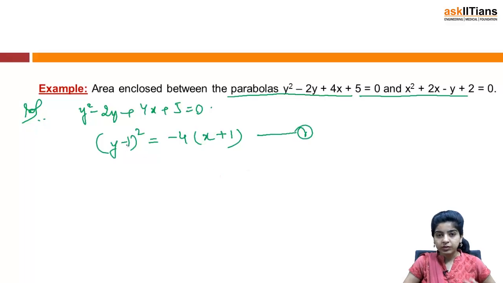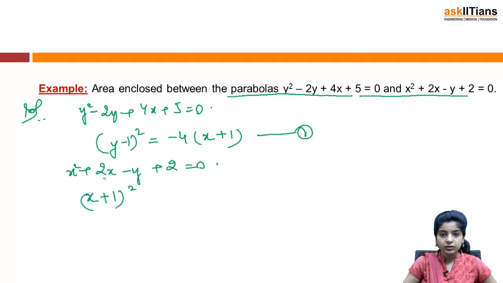You can just open up these brackets and see whether we have written it correctly or not. y square minus 2y plus 1 equal to minus 4x minus 4. 1 you can take it here, so we have it as minus 5, so it's correct. Then the other equation that we have is x square plus 2x minus y plus 2 is 0. Again, I can write it as x plus 1 whole square, because I have x square plus 2x. That gives me a hint of converting it to the parabola of the form x plus 1 whole square. So x plus 1 whole square is y minus 1. This is my second equation.